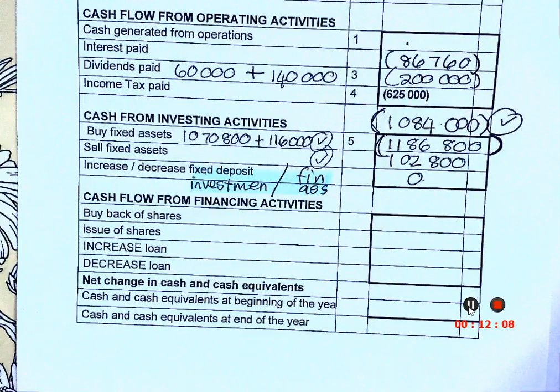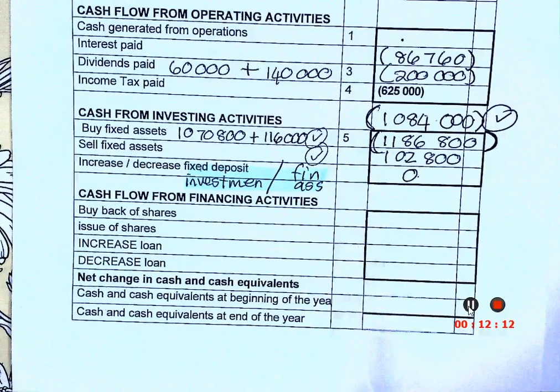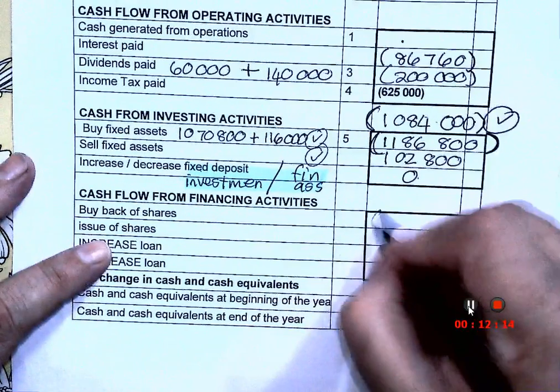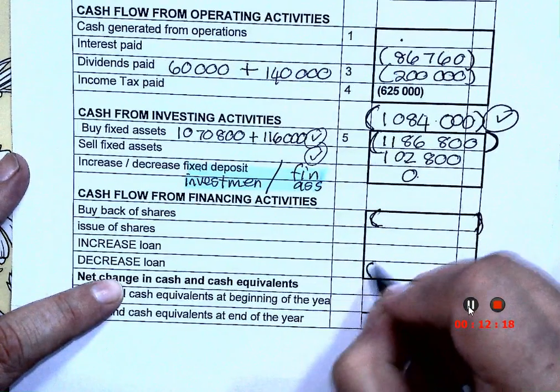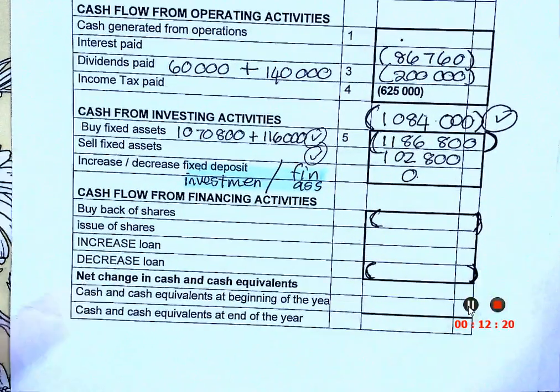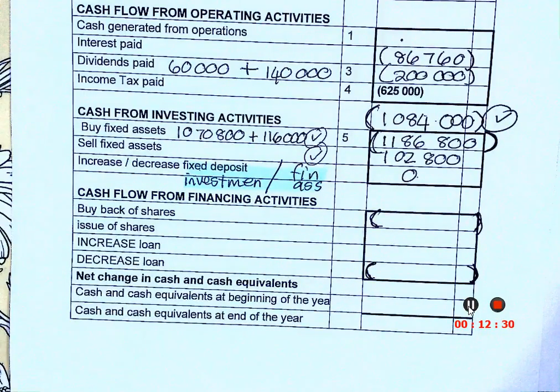Okay, let's go on. So now let's do the shares. So before I do anything, I'm immediately going to say that's a bracket and that's a bracket, so that I don't forget my brackets. Because let me tell you, in a cash flow statement, they don't mark without brackets. If your bracket is wrong, your answer is wrong. Okay, so now let's go look.